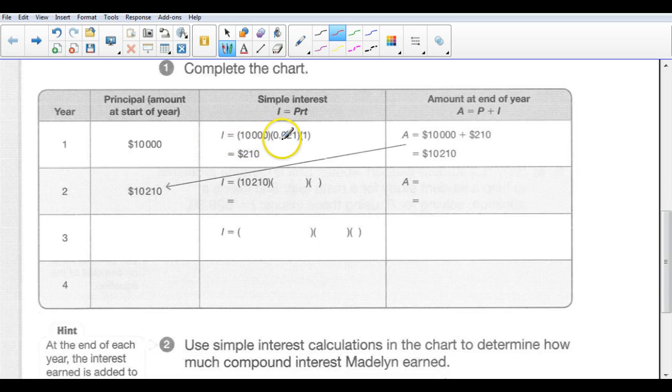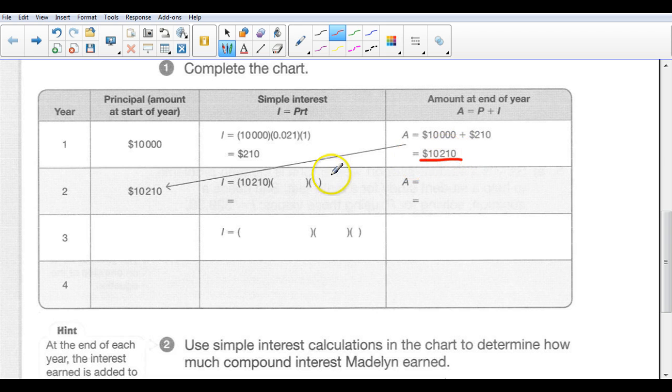10,000 times 2.1%, which is 0.021, times the number of years, 1, means that she earned $210. So the amount that she's going to have at the end of year 1 is her original principal, $10,000, plus the interest she earned, $210, which means at the end of year 1 she's going to have $10,210.